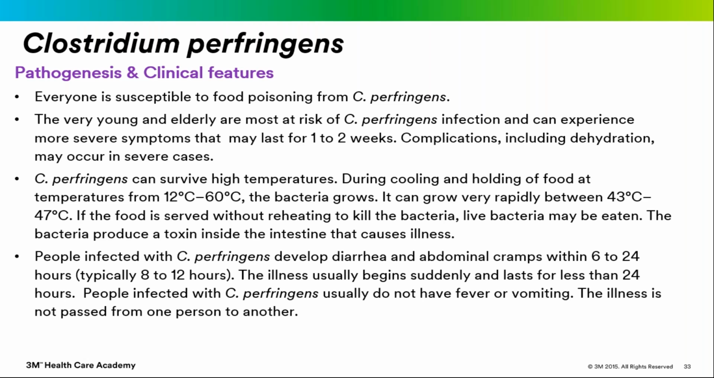People infected with Clostridium perfringens develop diarrhea and abdominal cramps within 6 to 24 hours. The illness usually begins suddenly and lasts for less than 24 hours. People infected with this organism usually do not have fever or vomiting, and the illness is not passed from one person to another.